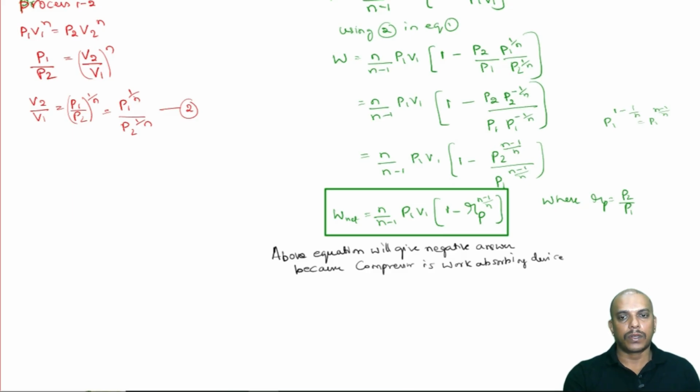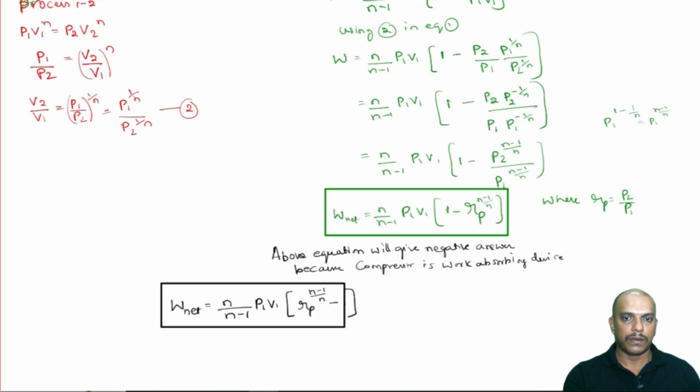However, if you want to keep that positive because we do not want to handle the negative sign every time, we can rewrite such that we make it positive. So, n by n minus 1, P1 V1, (Rp power n minus 1 by n, minus 1). So, this is just to make the equation positive, we have rearranged the terms, all right.